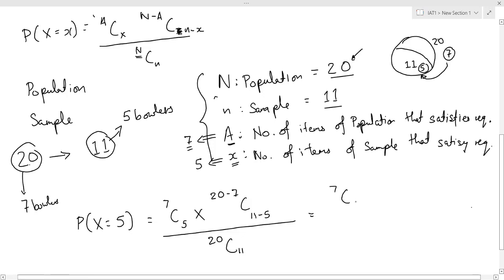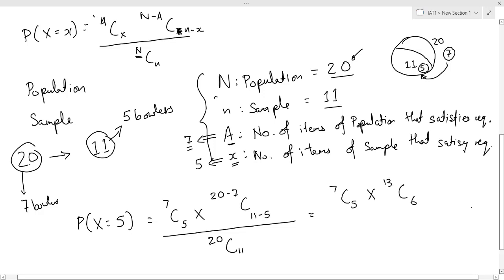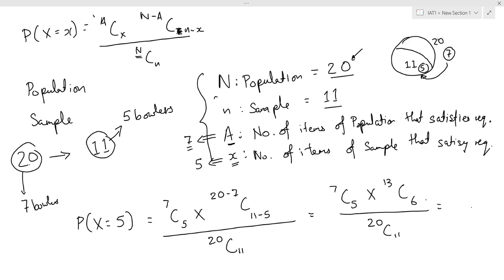Out of 7 bowlers, we need 5 bowlers. If there are 7 bowlers, what are the others? Batsmen and wicket keepers. So the other players are 13. Out of 13, we need to select 6 players, divided by 20C11. So whatever this is going to be is the answer for the probability of randomly selecting a team with 5 bowlers.